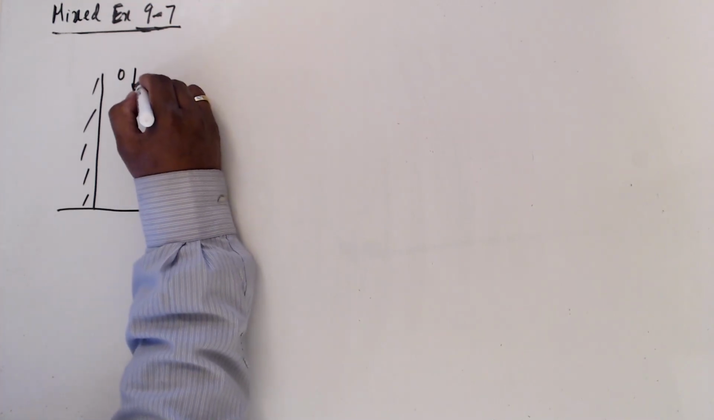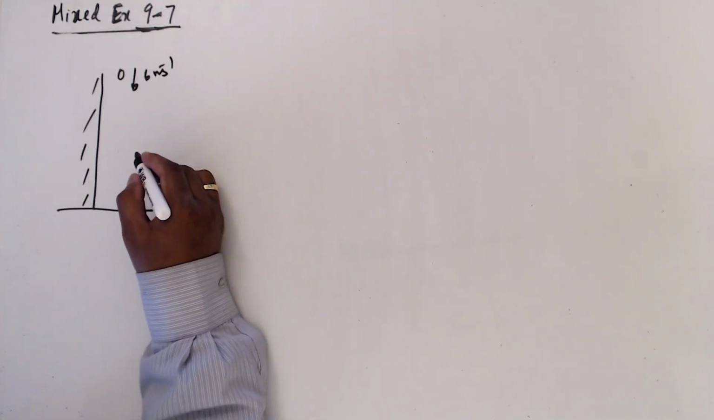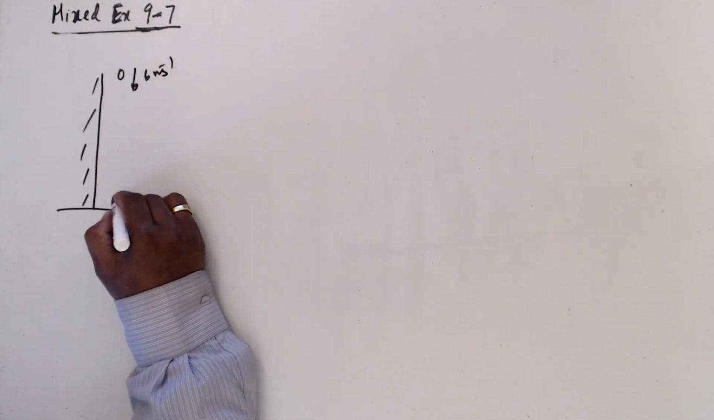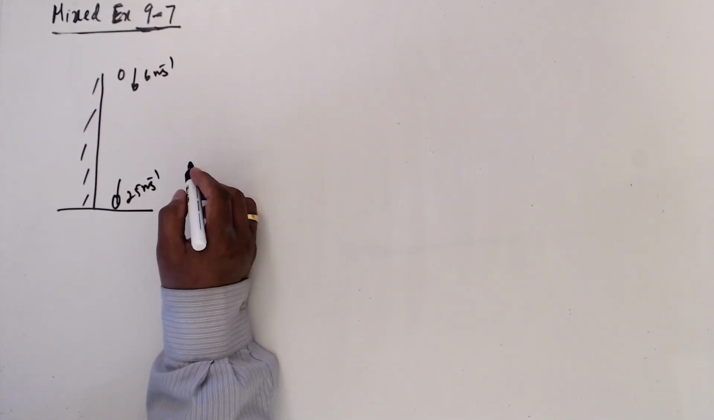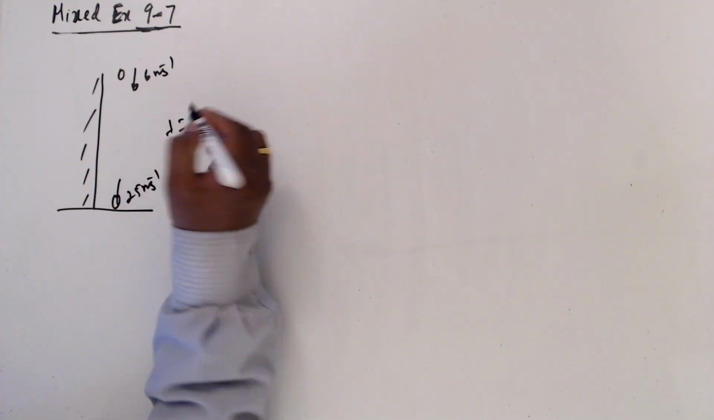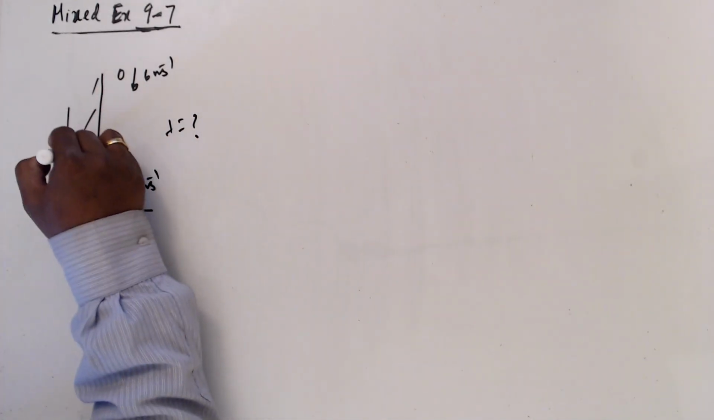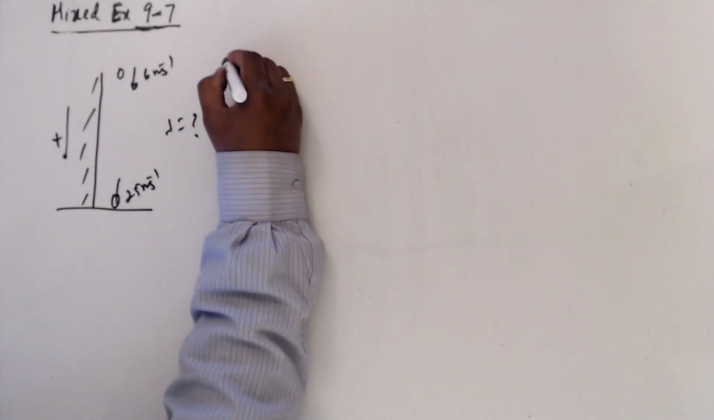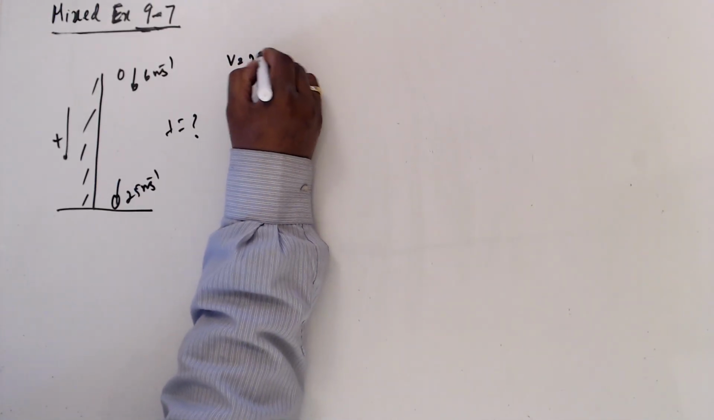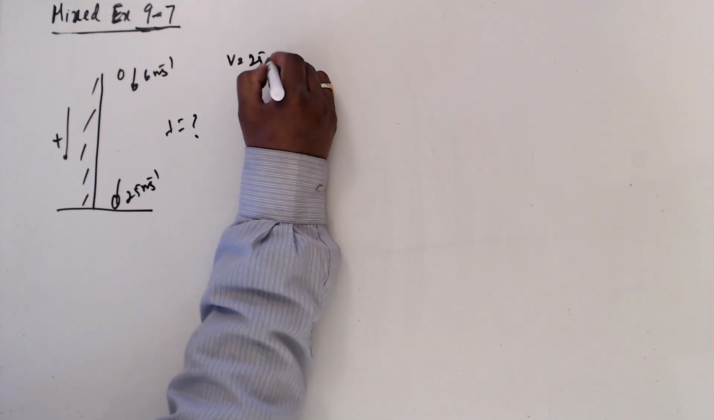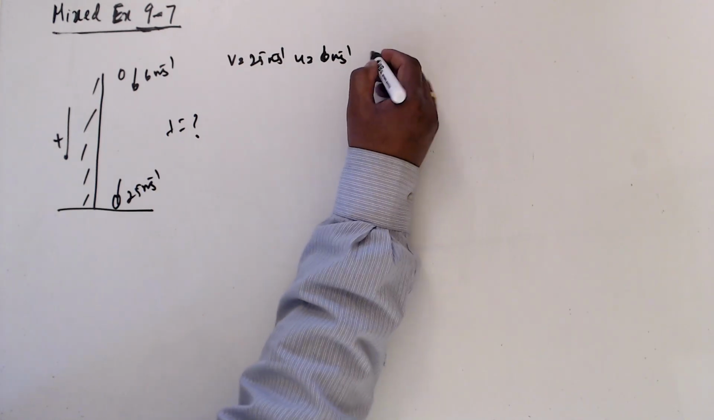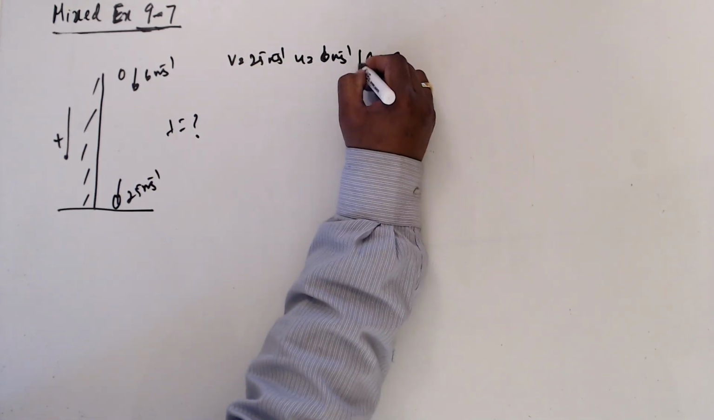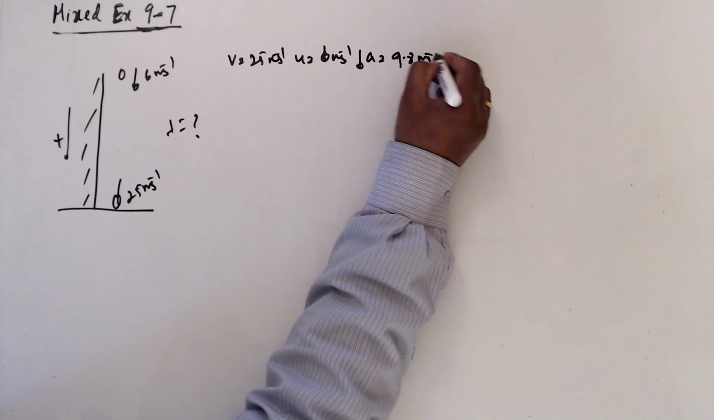With the speed of 6 m/s, the ball strikes the ground with 25 m/s. So it will hit with 25 m/s. Find the time t, the journey time. So we will take this direction as positive. Then v equals 25 m/s, u equals 6 m/s, a is 9.8 m/s² in this direction.